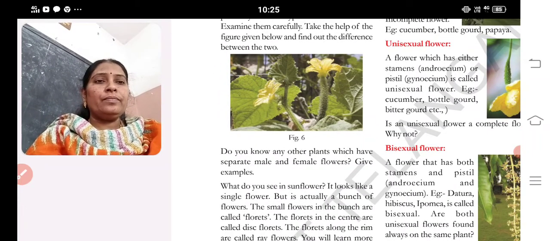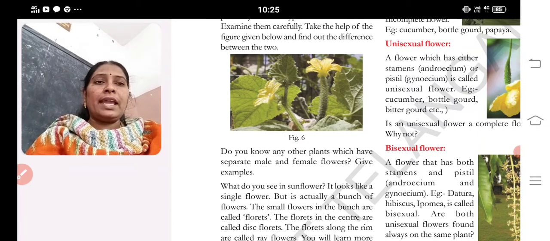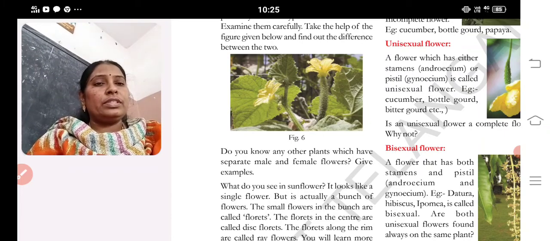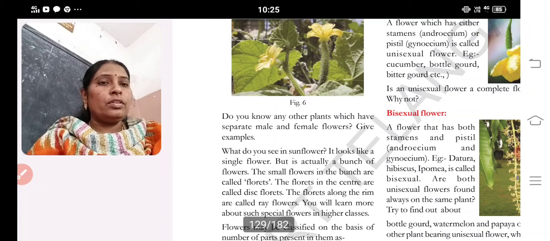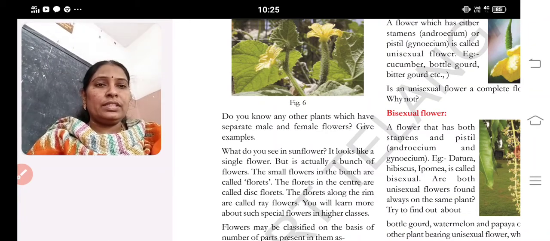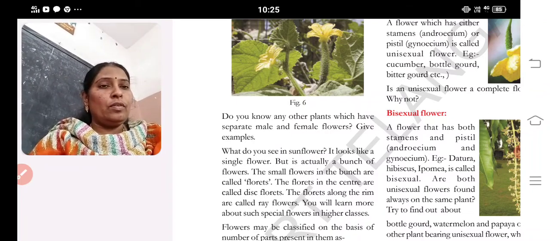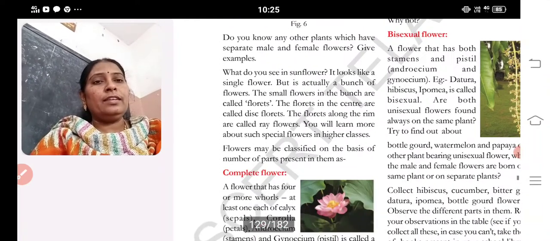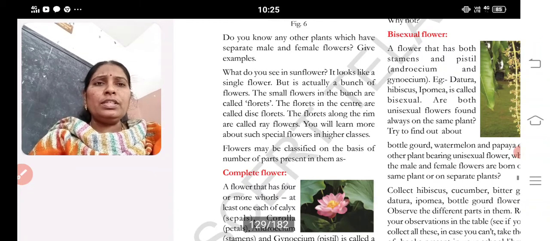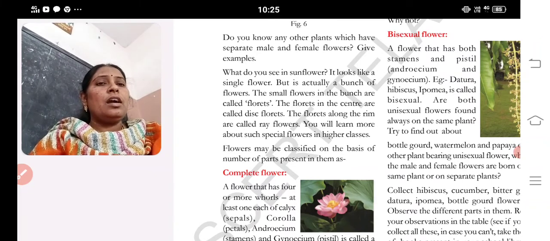So what do you see in this sunflower? It looks like a single flower, but is actually a bunch of flowers. The small flowers in that bunch are called florets. The florets in the center are called disc florets. The florets along the rim are called ray florets. You will learn more about the special flowers in higher classes. Flowers may be classified on the basis of the number of parts present in them.